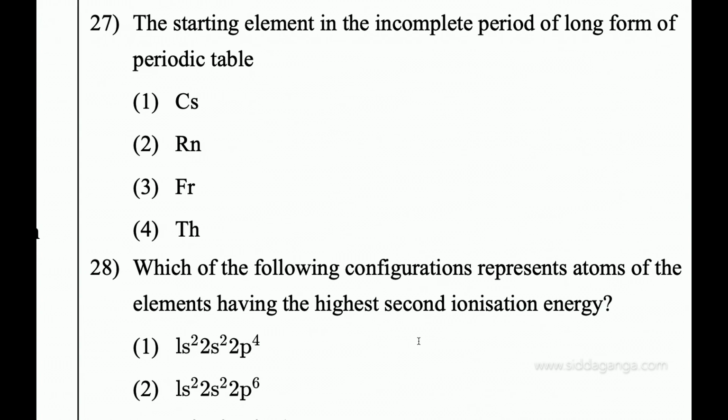The first period has 2 elements, the second period has 8 elements, the third period has 8 elements, the fourth and fifth periods have 18 elements each, the sixth period is the longest period with 32 elements, and the seventh period is the incomplete period. Remember, the question asks about the incomplete period in the long form of the periodic table. It has only 23 elements.